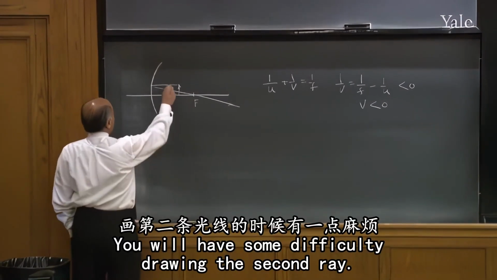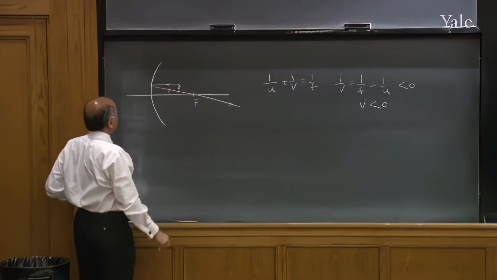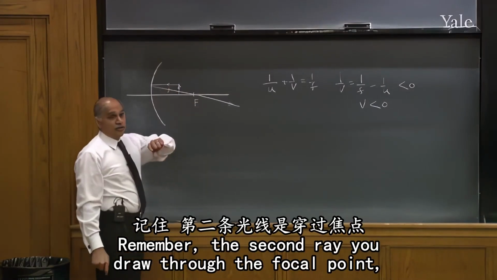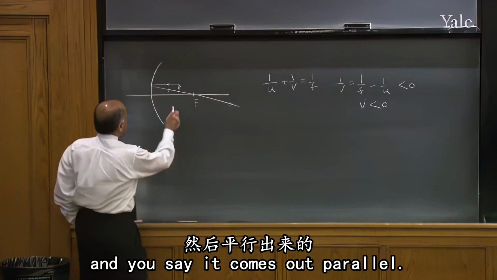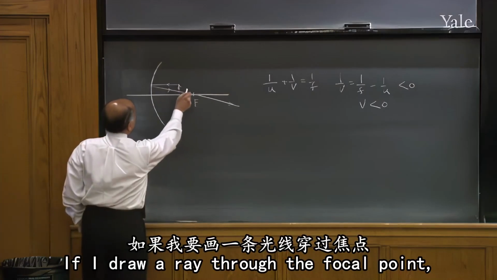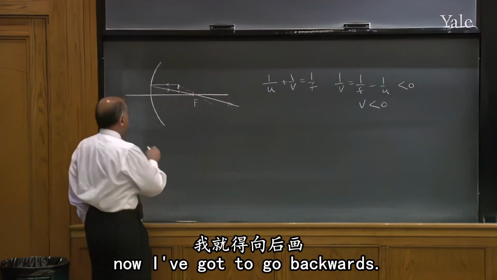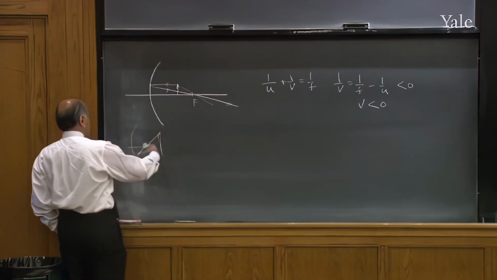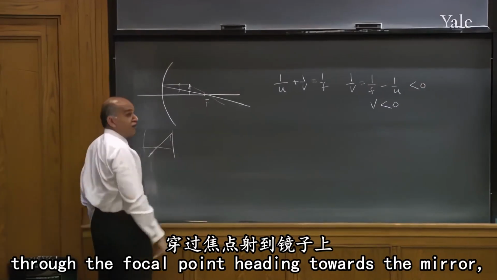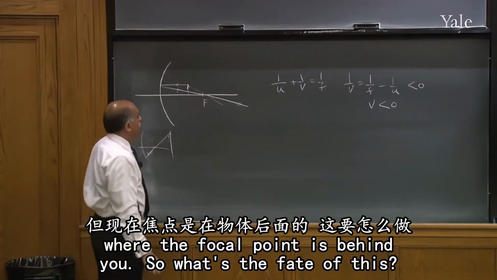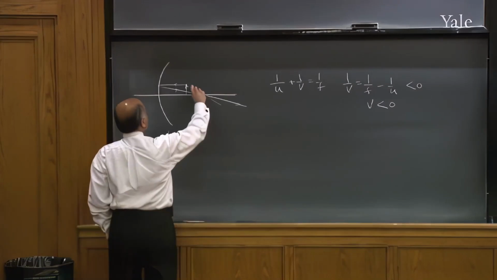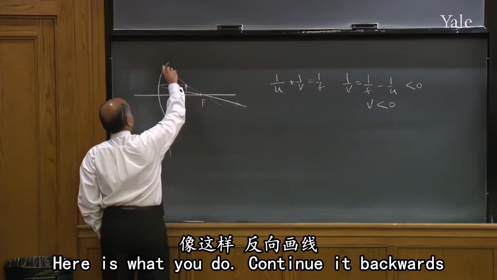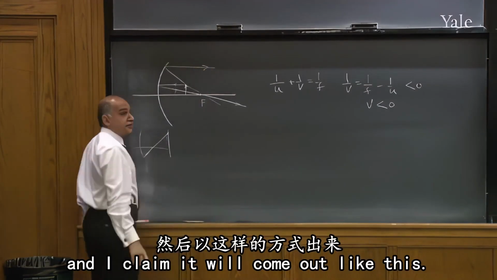You will have some difficulty drawing the second ray. Remember, the second ray, you draw through the focal point, and you say it comes out parallel. If I draw a ray through the focal point, now I got to go backwards. Previously, you drew an object and you drew a line through the focal point heading towards the mirror, but the focal point is behind you. So what's the fate of this? Here is what you do. Continue it backwards, and I claim it will come out like this.